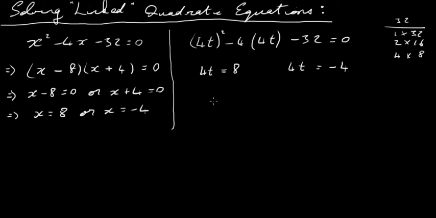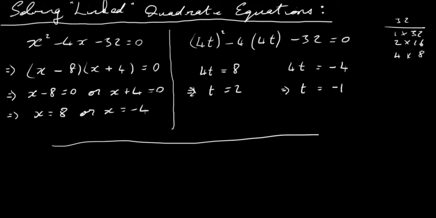If I solve these two, I'll get t is equal to 2, divide by 4, divide by 4, and here I'll get t is equal to minus 1, divide by 4, divide by 4. So these are my two values for x for this equation, and these are my two values for t for this equation here. Okay, so that's the first one done really. Let's have a look at another one. Let's take this one here.